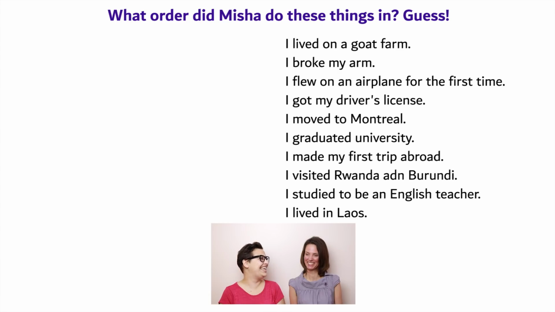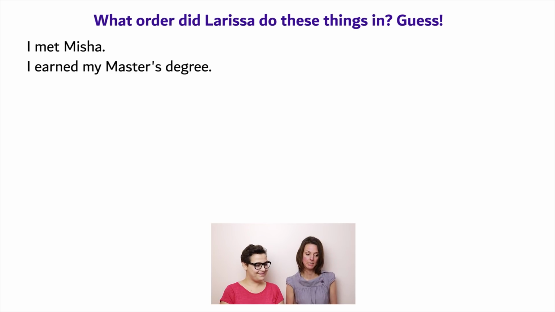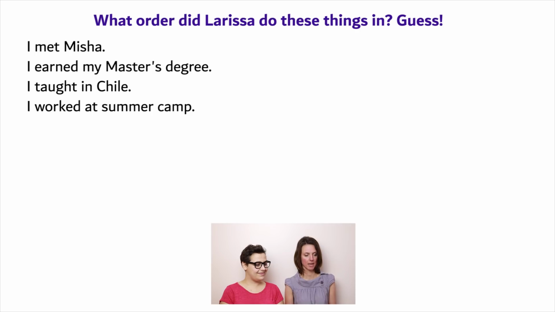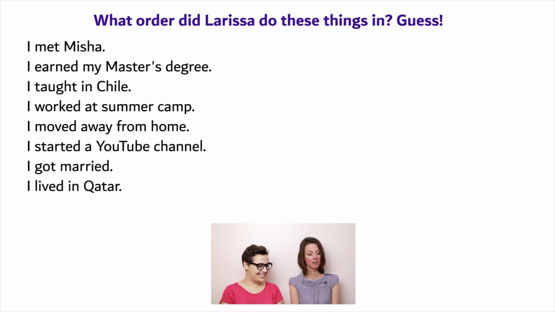I'm amazing. Okay, now we're going to try Larissa's. So we'll listen to her sentences and look at them, see if we can put them in the right order. I met Misha. I earned my master's degree. I taught in Chile. I worked at summer camp. I moved away from home. I started a YouTube channel. I got married. I lived in Qatar. And I turned 30.